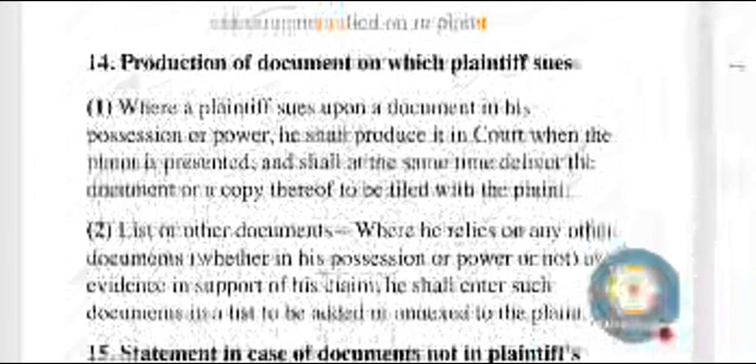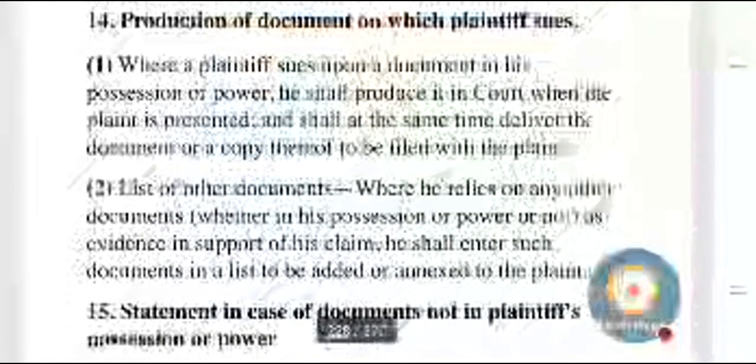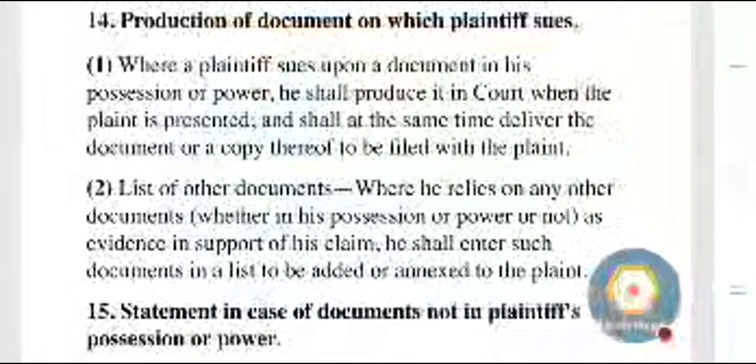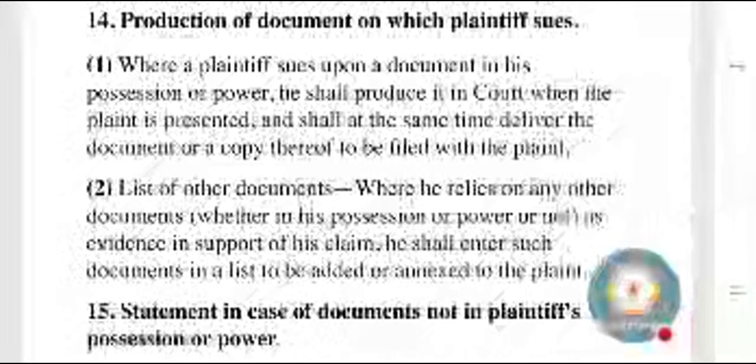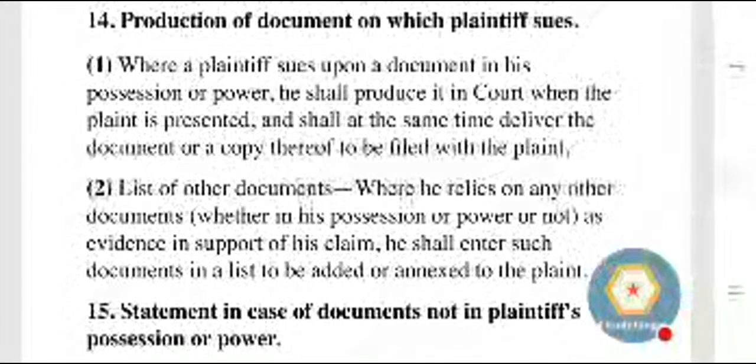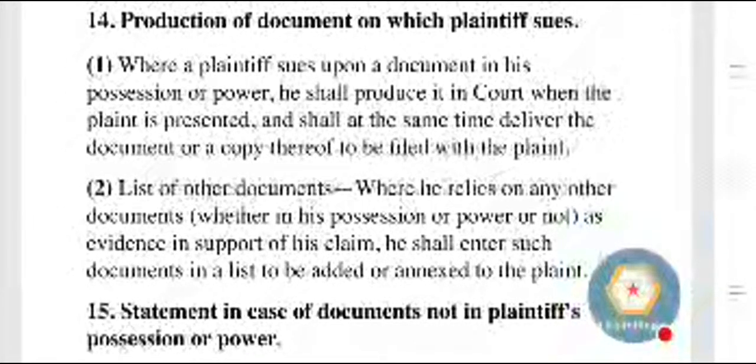Now, Order 7 Rule 14 says documents relied on in the plaint: production of documents on which plaintiff sues. After the presentation of the plaint and the scrutiny procedure have been properly gone through, we come to production of documents on which plaintiff sues. Rule 14 sub-rule 1 says where a plaintiff sues upon a document in his possession or power, he shall produce it in court when the plaint is presented, and shall at the same time deliver the document or copy thereof to be filed with the plaint.